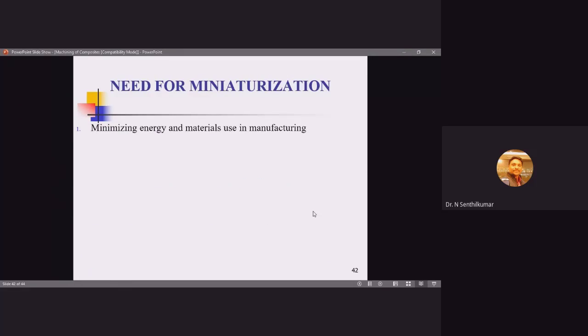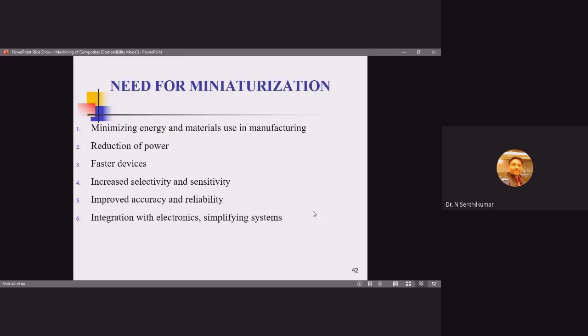So what is the need for miniaturization? Minimizing energy and materials used in manufacturing. Then precision and accuracy is another thing. Then reduction of power. Then faster devices, right? Then increased selectivity and sensitivity. Then increased accuracy and reliability. Then it can be integrated with electronics, simplifying systems.